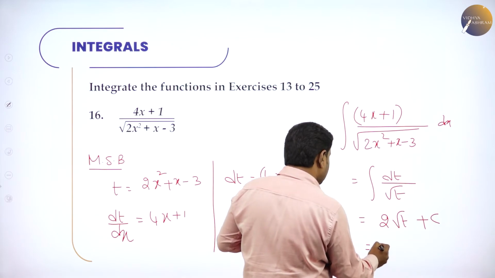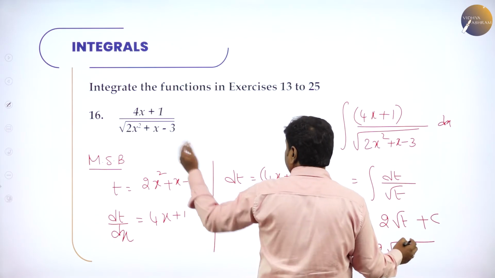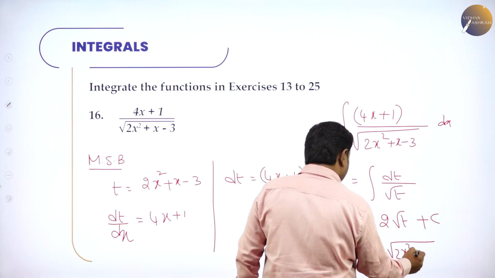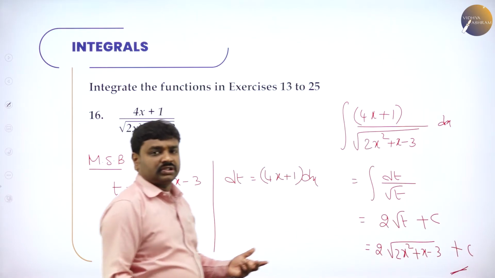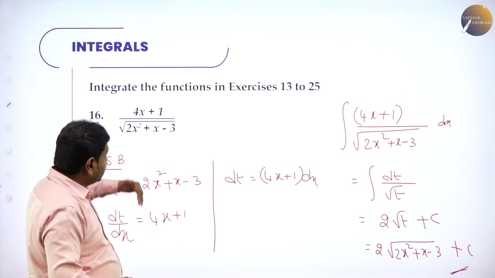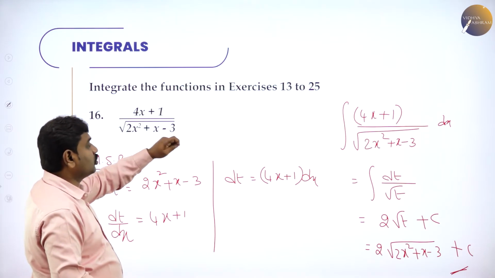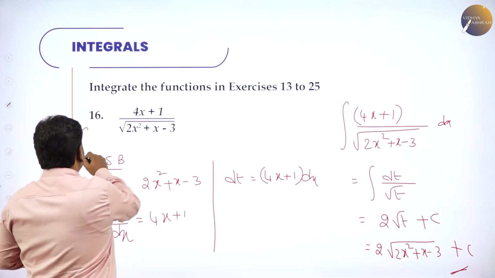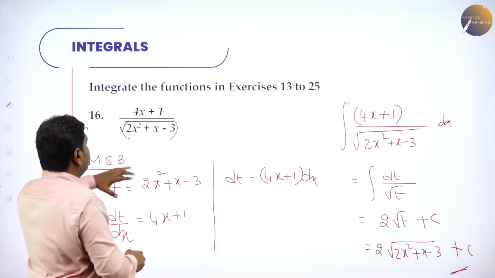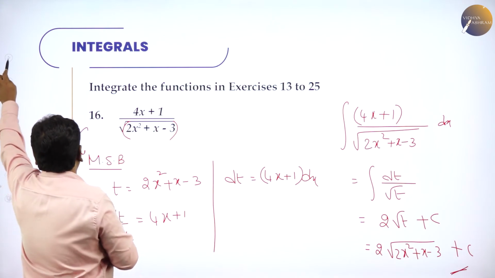So the final answer is 2 times root t, and t is what? 2x square plus x minus 3, plus c. It's the direct method of substitution. But sometimes if you don't get the numerator when you differentiate, then you have to use the other method I told: numerator is equal to A into the derivative plus b. This is the best method, just substitution. Put this as t. When you differentiate, you will get the numerator and you can solve.